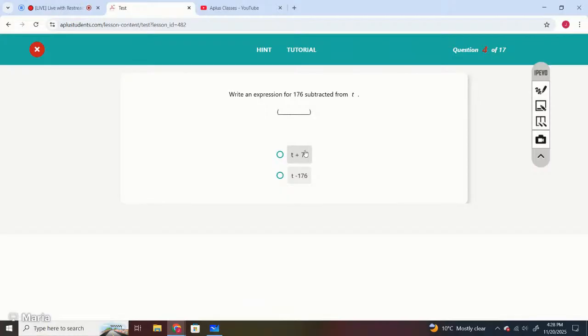Write an expression for 176 subtracted from t. So, which is the correct option? That is the second one, t minus 176.